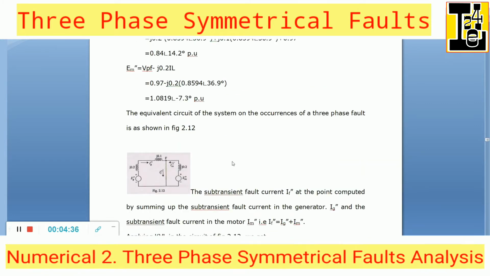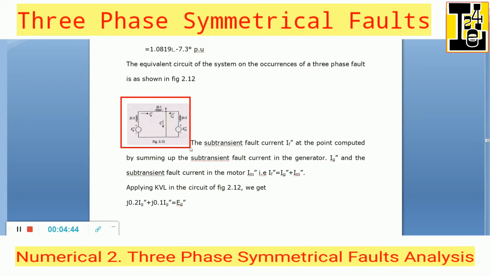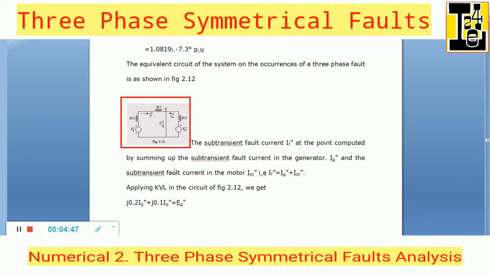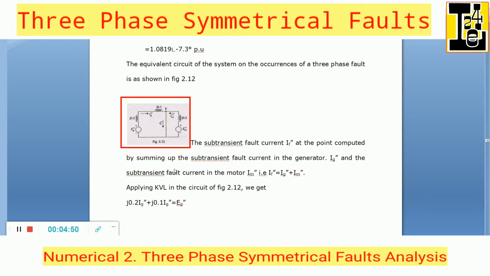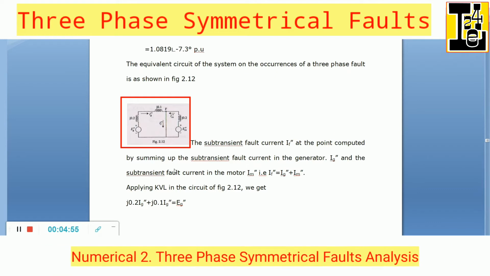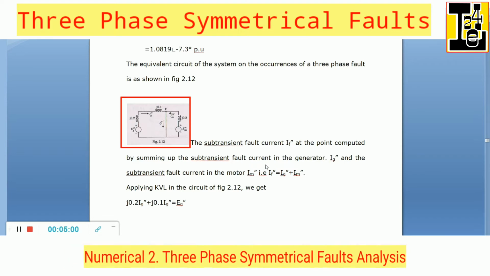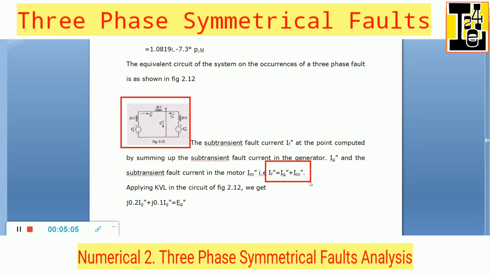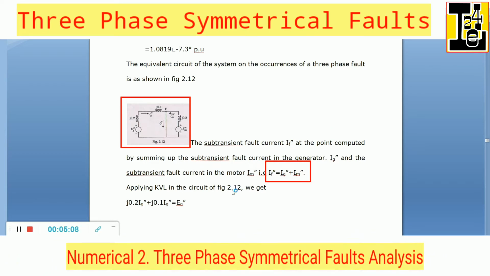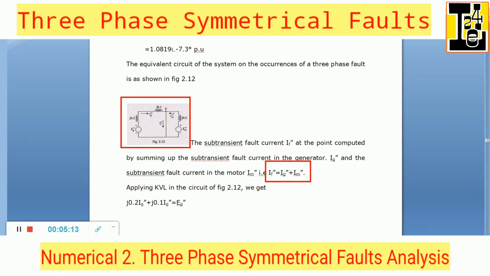The equivalent circuit of the system on the occurrence of the three-phase fault is shown in this figure. The subtransient fault current IF double dash at the fault point is computed by summing up the subtransient fault current in the generator, Ig double dash, and the subtransient fault current in the motor, Im double dash. The sum of that will give you If double dash.